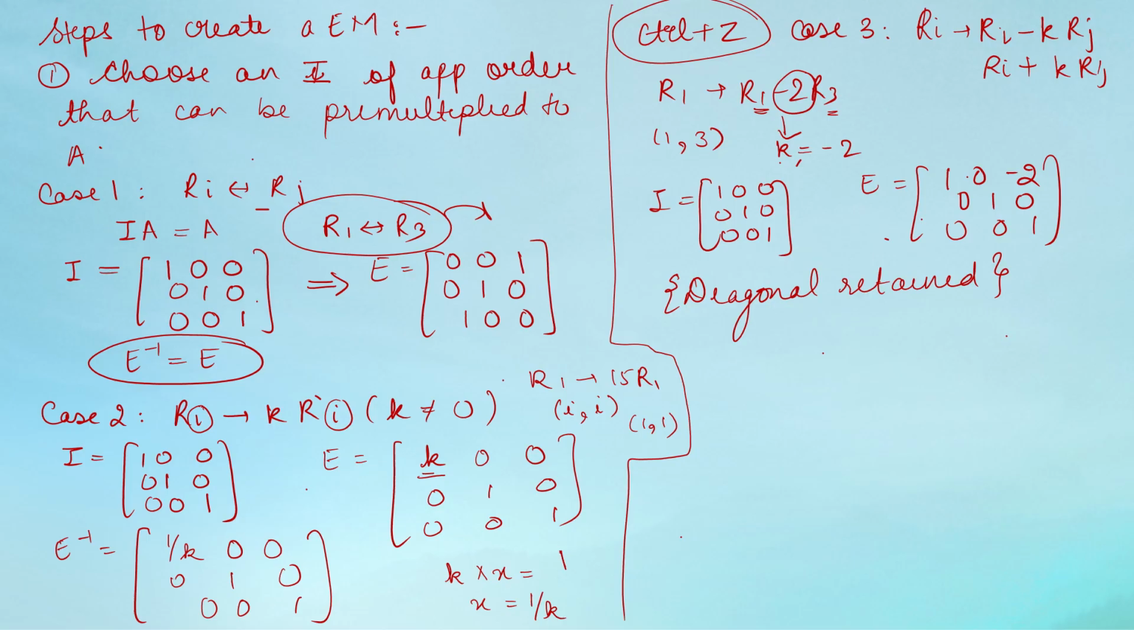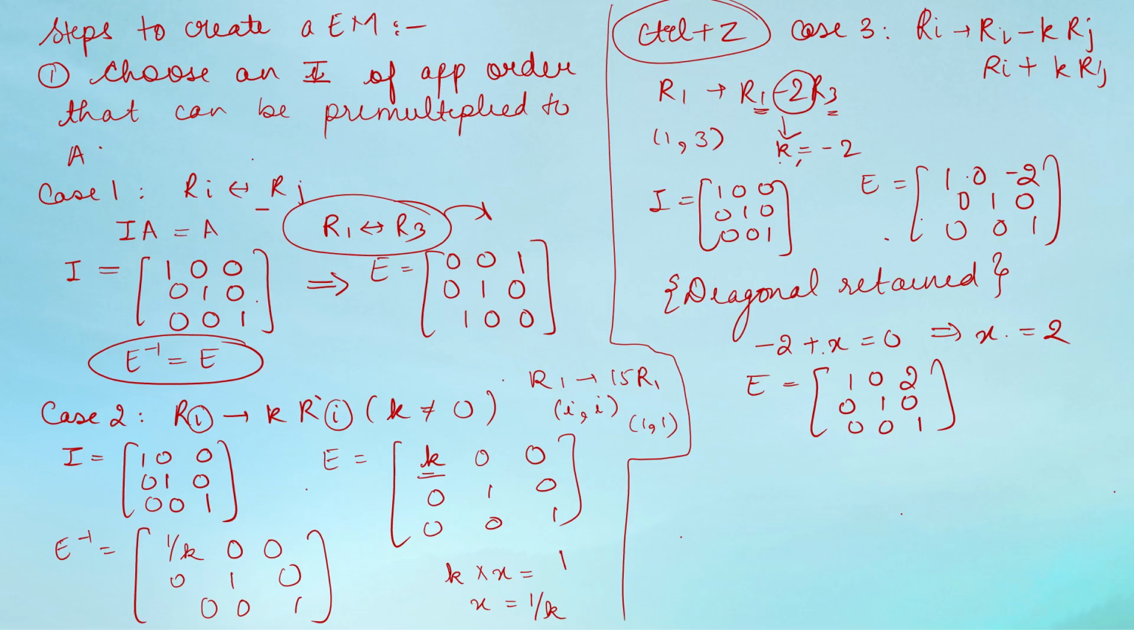Now, when we talk about inverse, inverse is Control Z. Minus 2 plus x is equal to 0. We want it to be replaced by 0 to get back the identity matrix. So your x will be 2. So your elementary matrix will be 1, 0, 2, 0, 1, 0, 0, 0, 1.